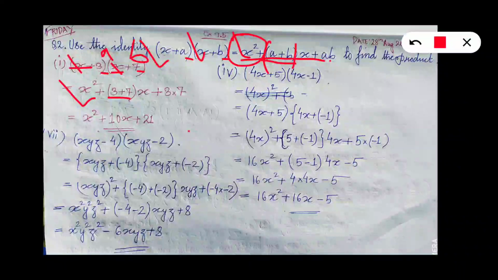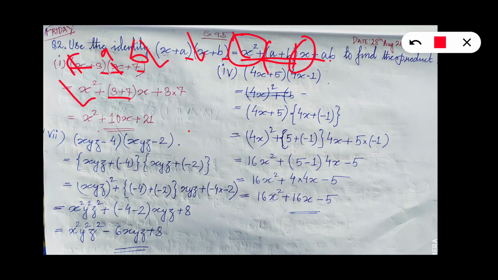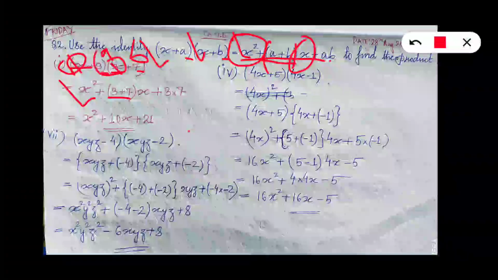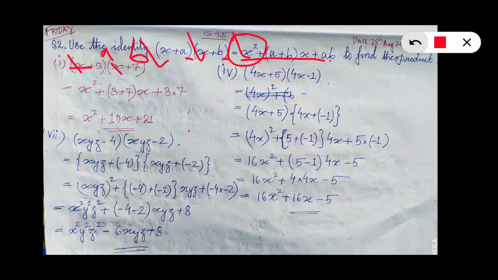After writing a plus b, what do we have over here? x, that is the first term. So what is our first term? It's also x, so we'll write x. And lastly we have plus ab. ab means a into b, so we'll write plus. Our a is 3 and b is 7, so we'll write 3 into 7. This is how you will implement this formula. Okay, are you clear with this?